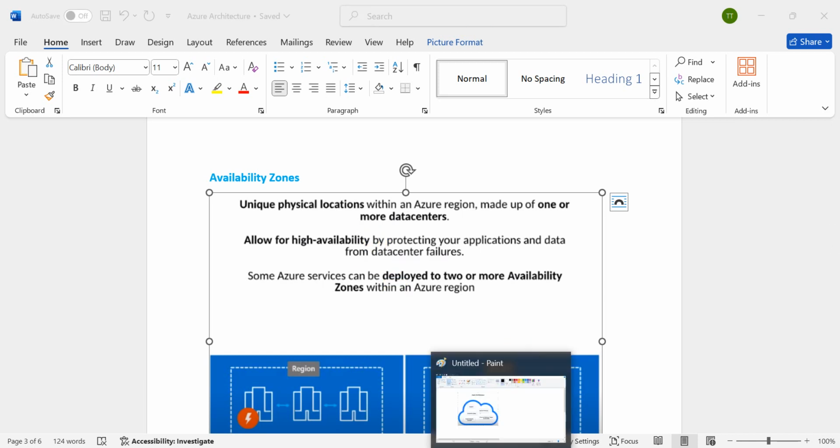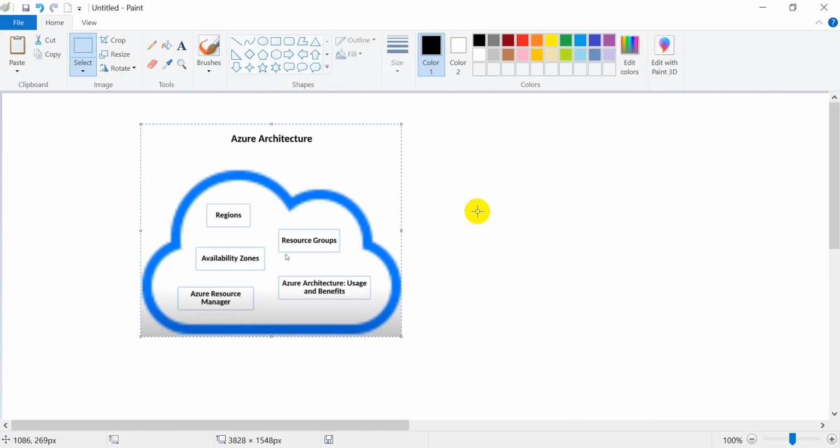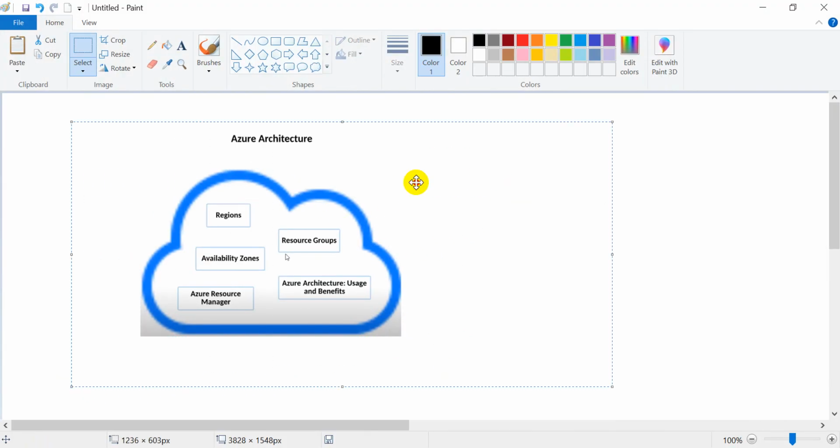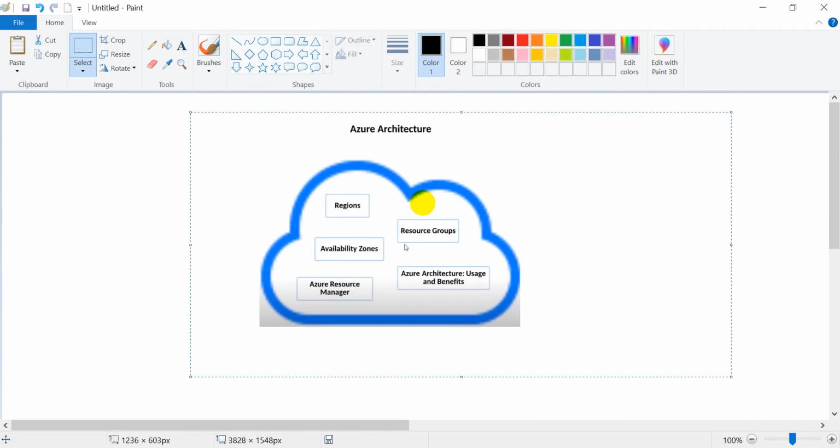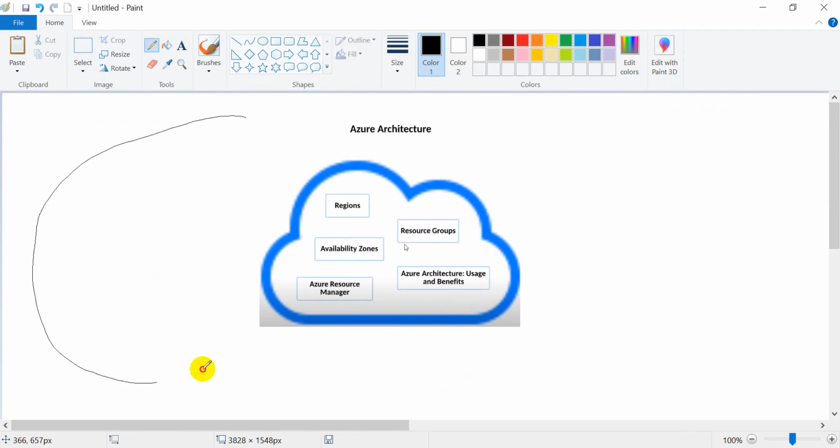For example, this is the data center. In this data center, they divided it into availability zones.